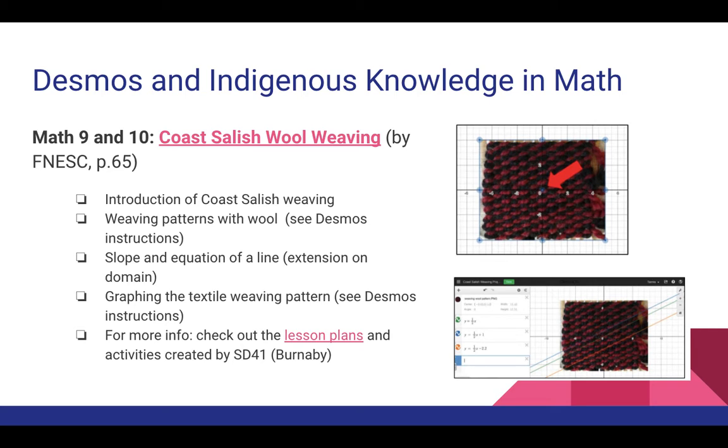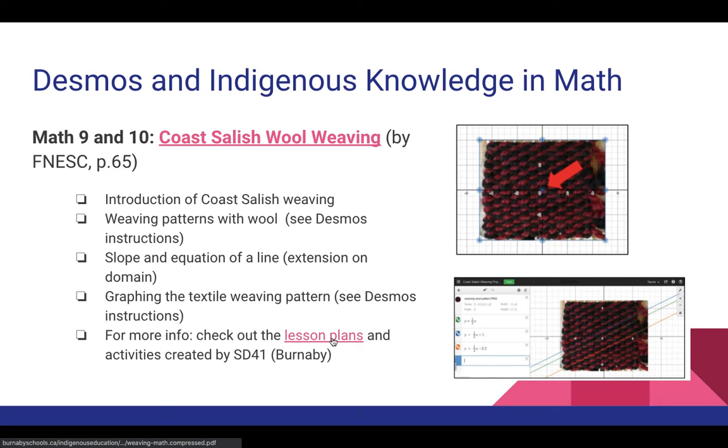If you have ever read or heard of FNESC, the First Nations Education Steering Committee, there are lots of math teaching strategies and lessons out there. One of the biggest ones that I absolutely love and have implemented into my Math 9 and 10 classes is the Coast Salish wool weaving activity. You can click on this link if you want to read more about it in more detail.